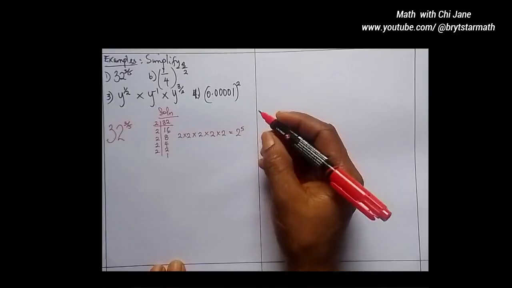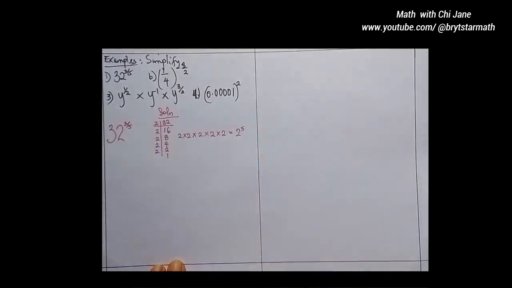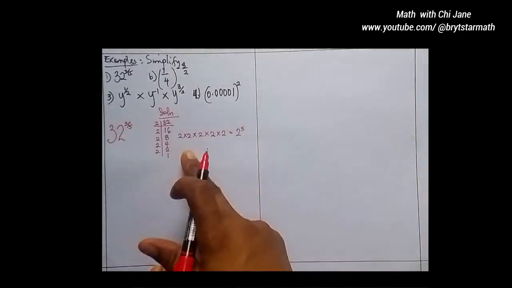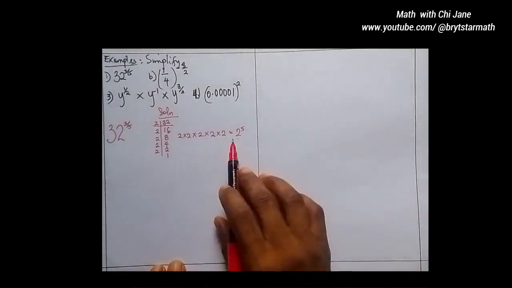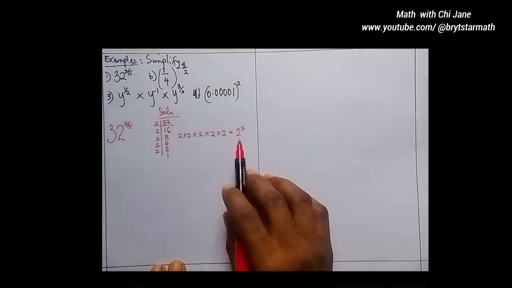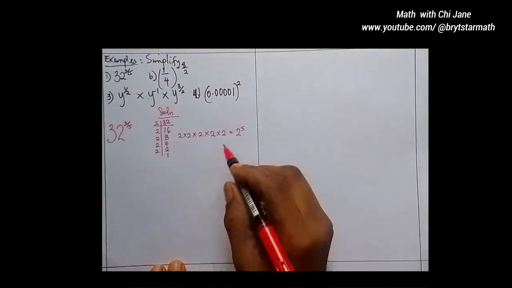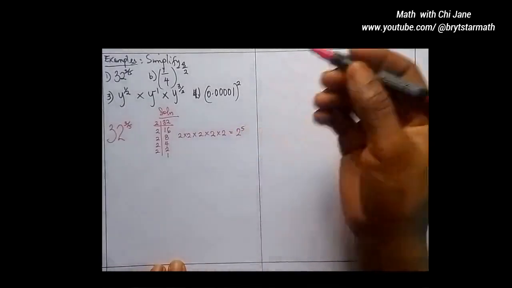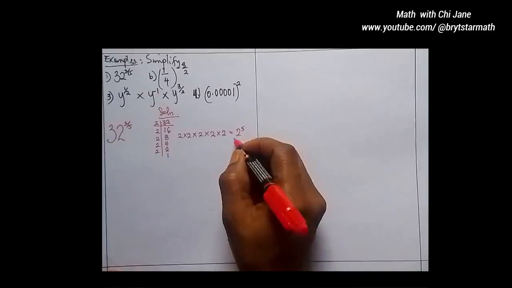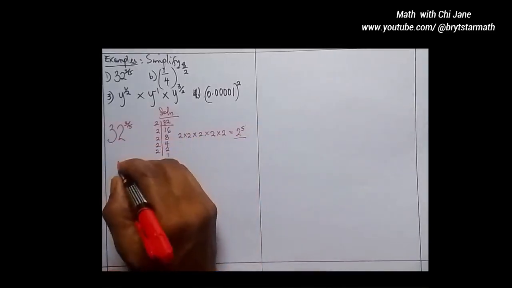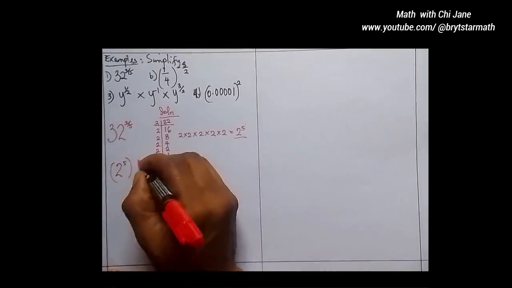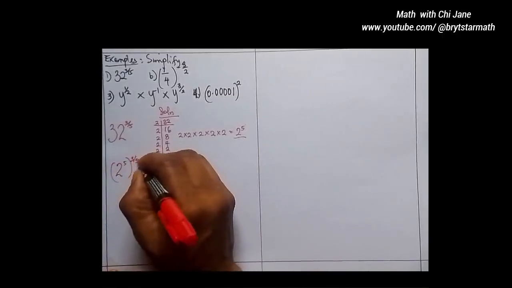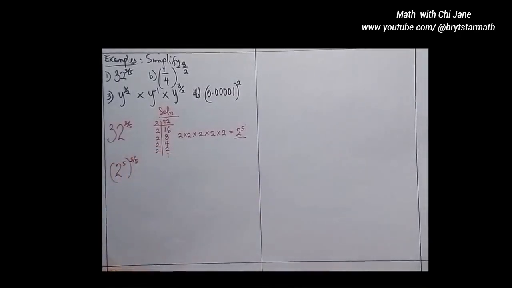Remember, from the beginning, from the law, we said the number of times a number multiplies itself, we are talking about indices. So the number of times 2 multiplies itself is 5. The base is 2 and the index is 5. So 32 now becomes 2 raised to the power of 5, everything raised to the power of 3 over 5.